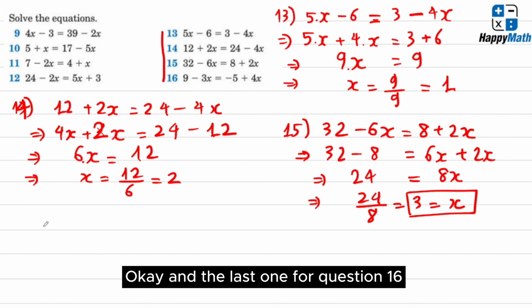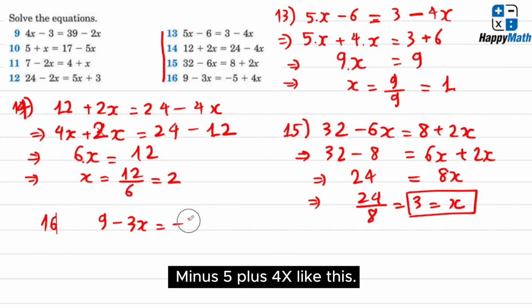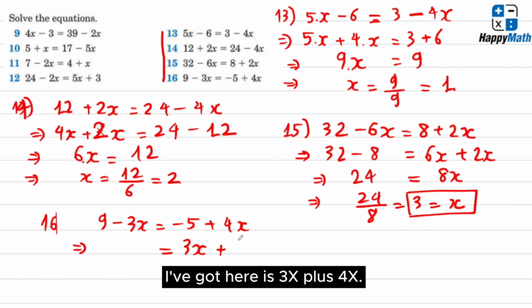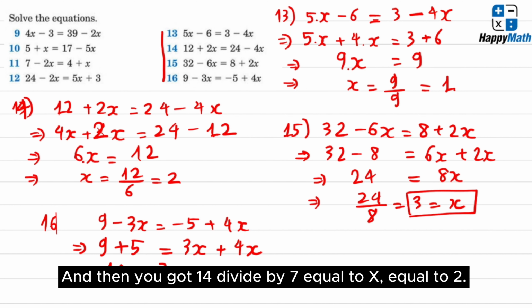Okay, and the last one, question 16. 9 minus 3x minus 5 plus 4x like this. So I will move every x from both sides to the right-hand side. Yes, so I've got 3x plus 4x, and then you got 9 plus 5. 9 plus 5 you got 14 and 7x like this, and then you got 14 divided by 7 equal to x, x equal to 2. Yes, that's it.